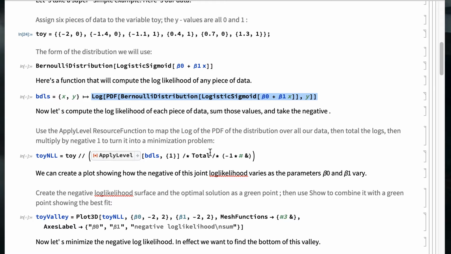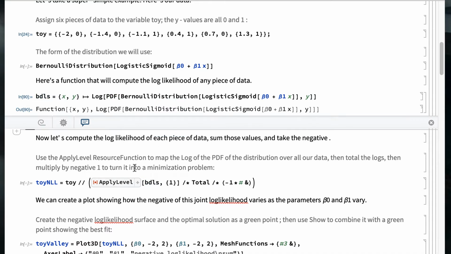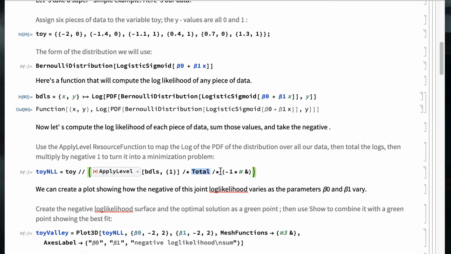Now, let's take our toy data and apply that BDL. Let's make sure that the Wolfram language kernel knows about BDLS. We're going to now apply BDLS to all of our data. That gives us our log likelihoods. We're going to add them up, and we're going to negate it.